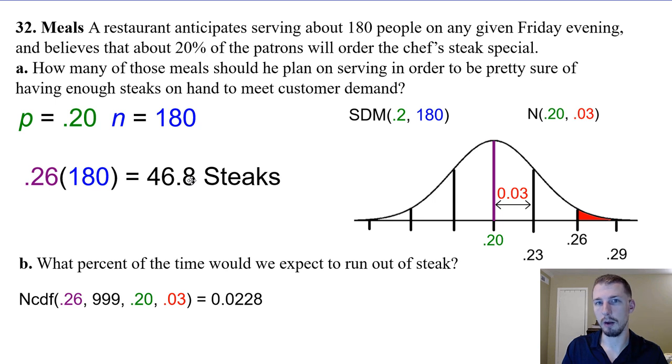As long as you're okay with running out of steak. Is this enough? If it's not, then you have to increase this, just like decreasing your alpha level, but we'll get into all that stuff coming up shortly.